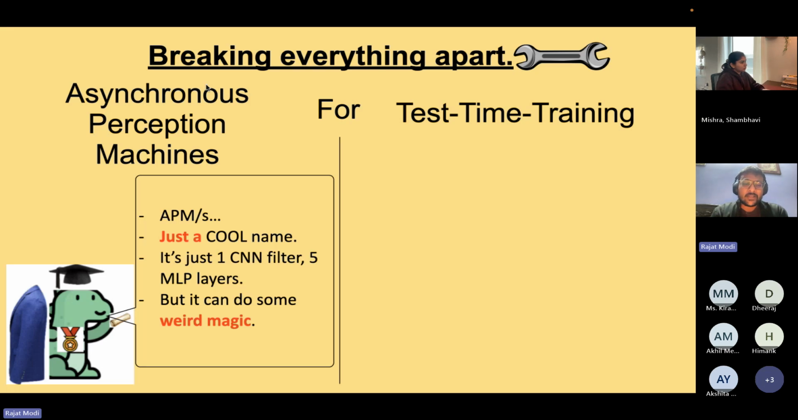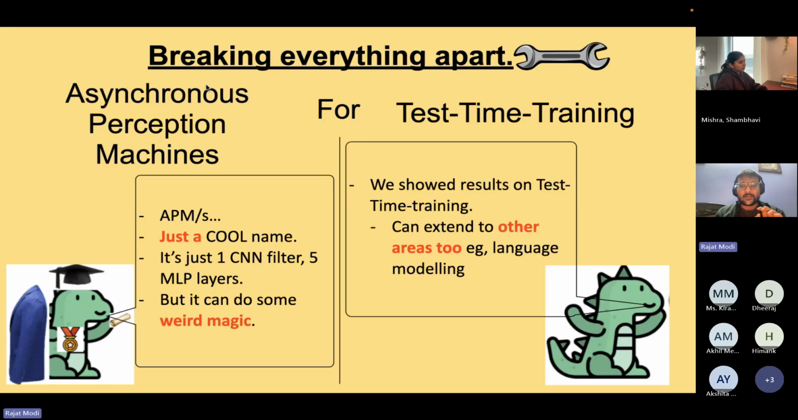which makes it a 25 million parameter model. But the key point about this architecture is that it can do some weird stuff which people can't do in deep learning. And I'm going to come on that later. But assuming that this is the architecture we are talking about, this paper is concerned with test time training. So basically we made this architecture and we showed the results on test time training.